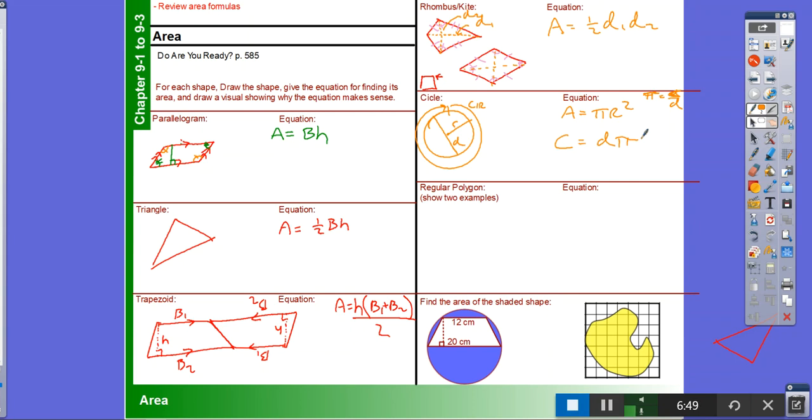Now we come to the regular polygon. Now a regular polygon, we can have multiple shapes here. We can have hexagons, we can have octagons, we can have septagons, and we can really go crazy with this one. But let's start with a hexagon, shall we? A regular hexagon is a figure where all of the side lengths are congruent and all of the angle measurements are congruent.